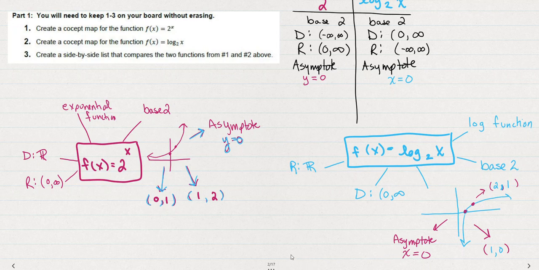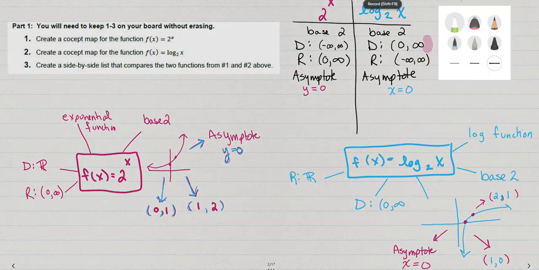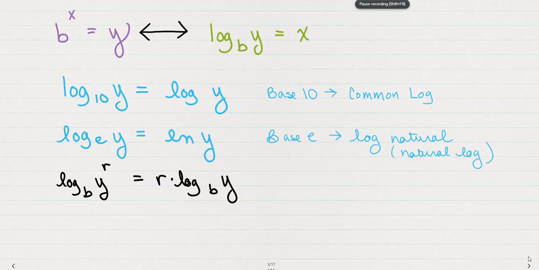Notice that the asymptote is no longer y equals 0, but now it's x equals 0. And notice that we've got the point, instead of 0, 1, we've got 1, 0. Instead of 1, 2, we have 2, 1. And if I write these things side by side, we see that the base is 2, the domain and range swap, and the asymptote is y equals 0 or x equals 0. Let's move on to some other examples.